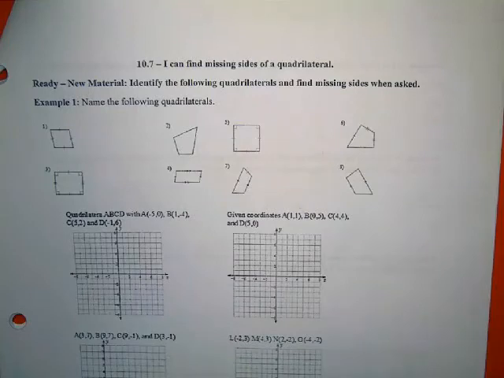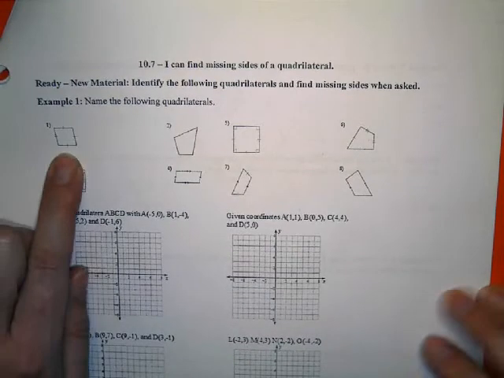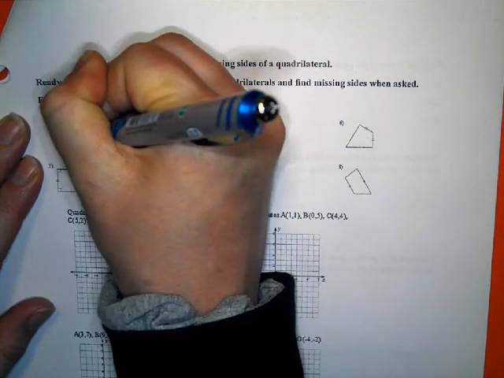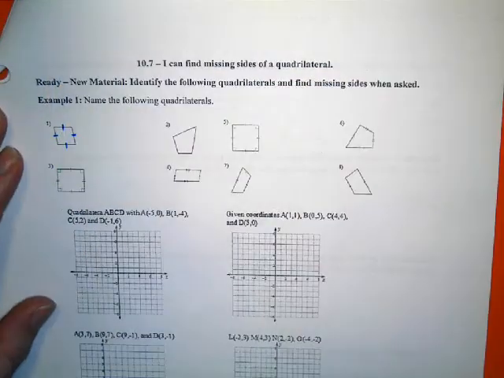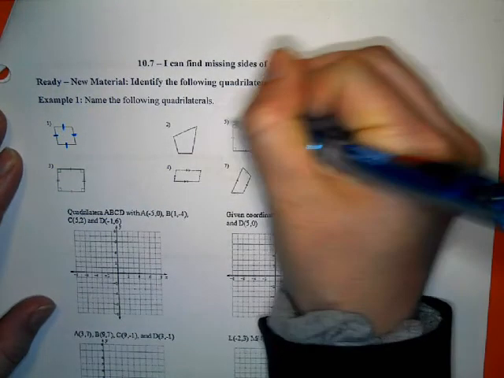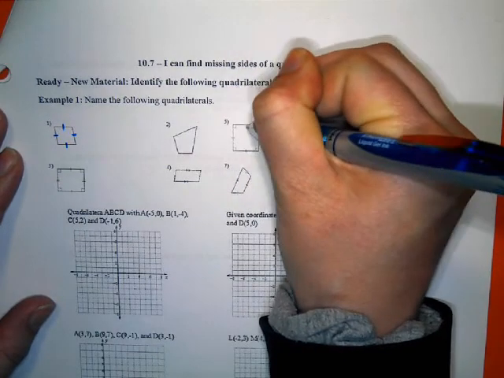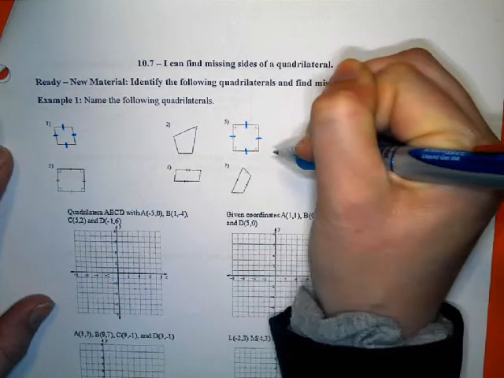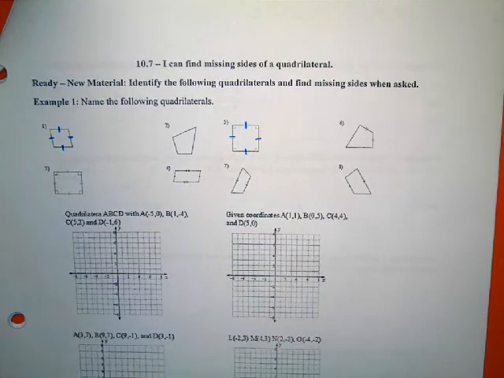Alright, first one, we have markings. It is only marked on the sides, which means that all four sides are the same length. Now, this number right here, number 5, also has all four sides marked. Which one is a square? Which one? 5 is the square.